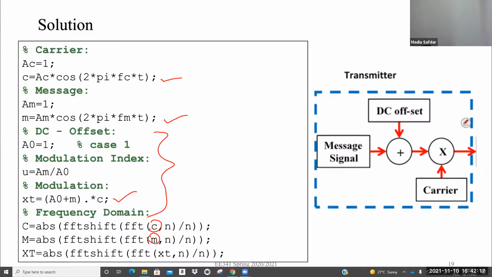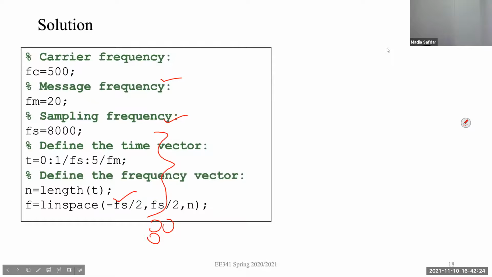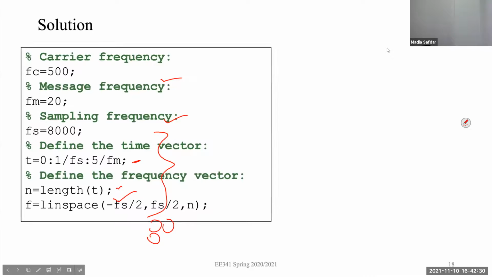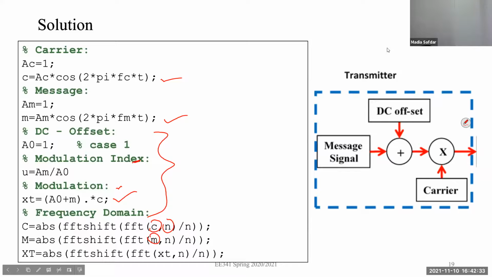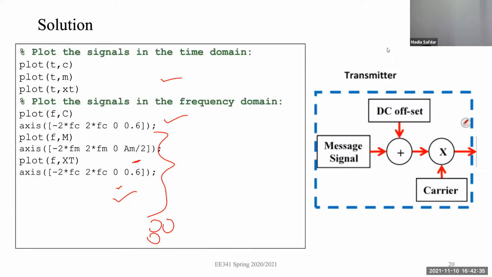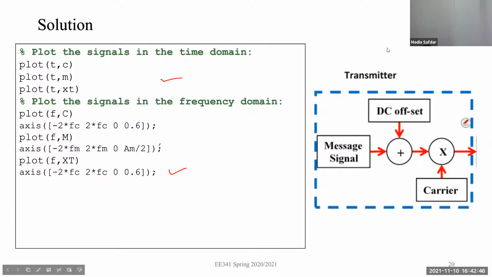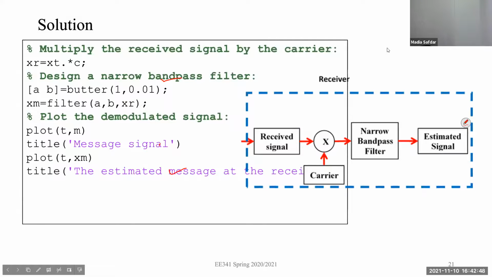XT. Then this is the scale, the normalized scale. This n you define here. This goes until this, so we put it here. Then after this step, only plotting. Until here, all these steps were done in the previous class. What we will do next is this one.